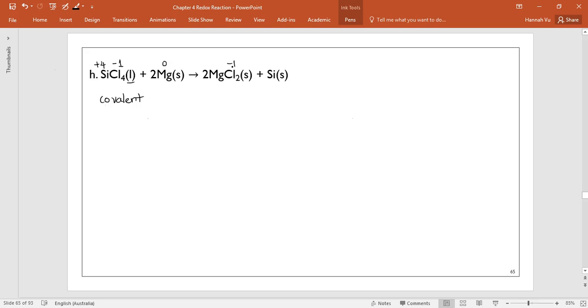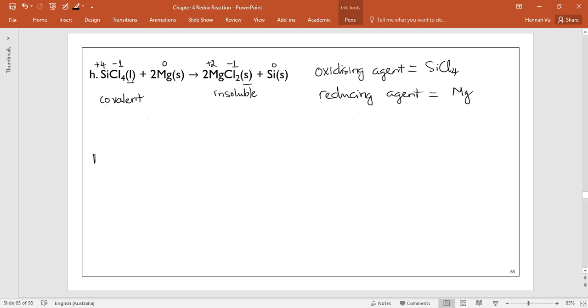This is -1, +2, and this is 0. One more thing, this is a solid, so this is insoluble, which means that splitting it is also going to be an issue. All right, at least I know that the oxidizing agent is going to be SiCl4, I think, because it goes from SiCl4 to Si, so it's really the silicon. And the reducing agent is going to be magnesium.